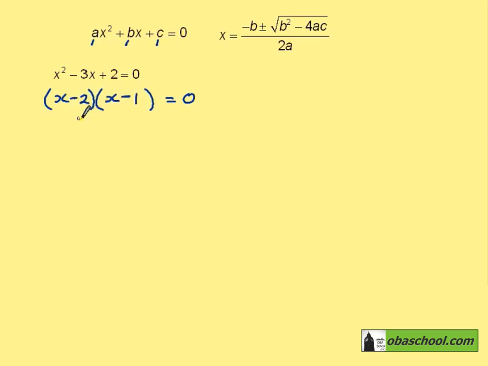Let's have both as minus. Minus 2 times minus 1 is plus 2. Minus 2x minus another x is minus 3x. The first bracket gives x equals 2, and the second x equals 1. Note these are the same solutions that we got using the quadratic formula.